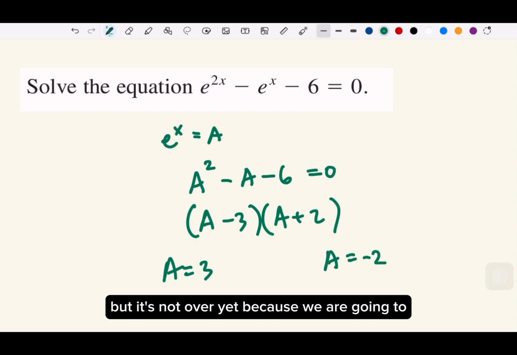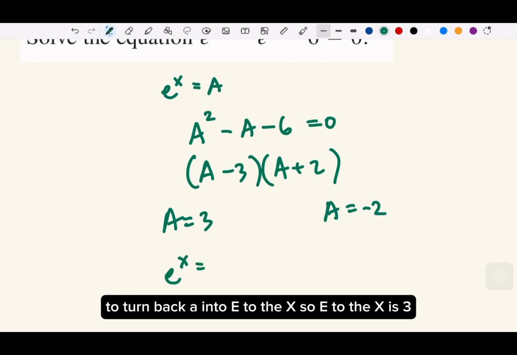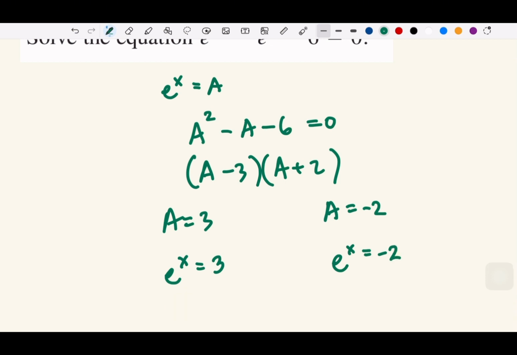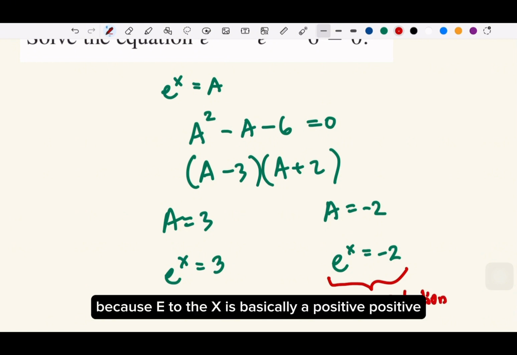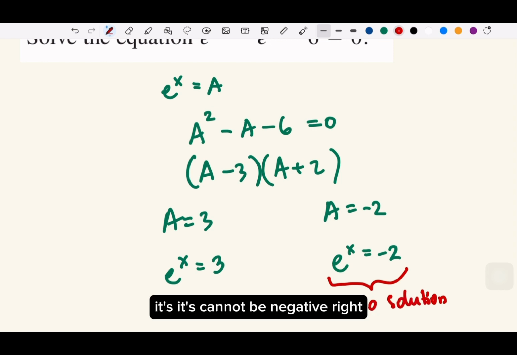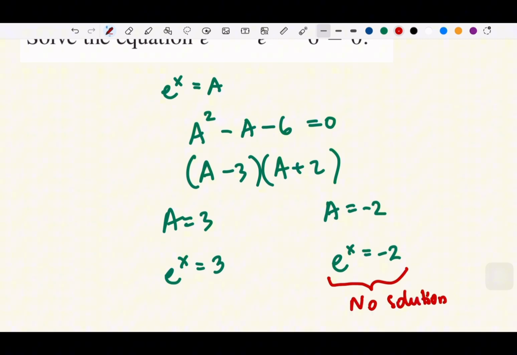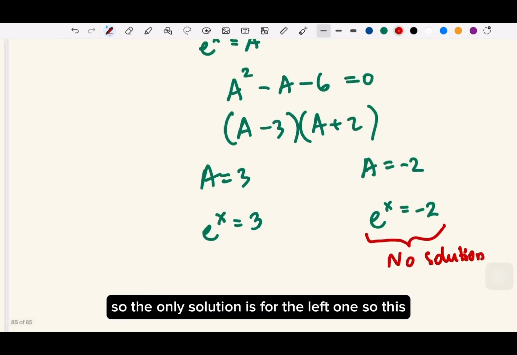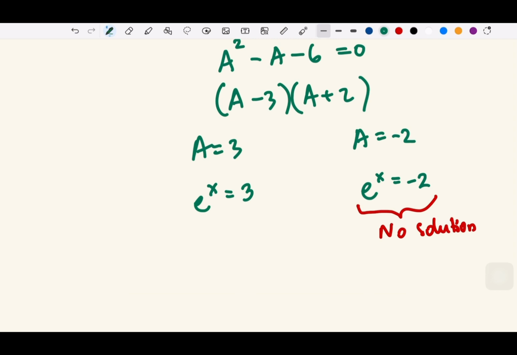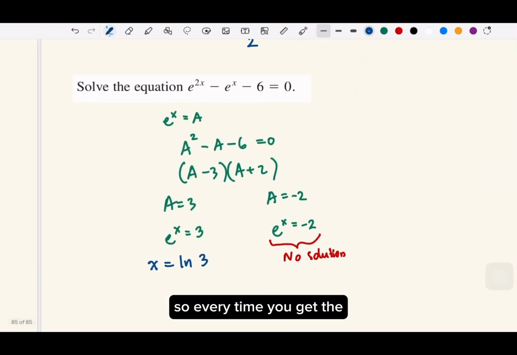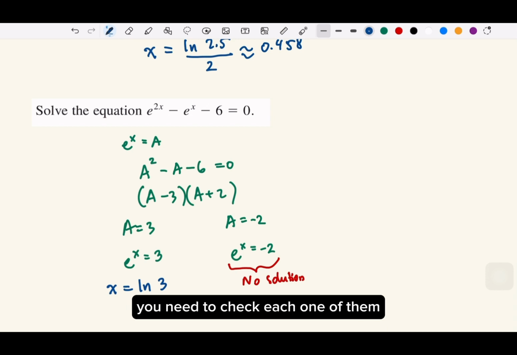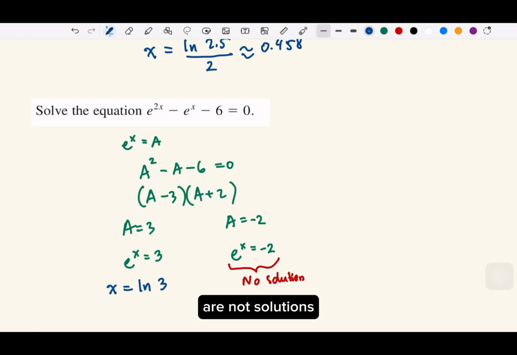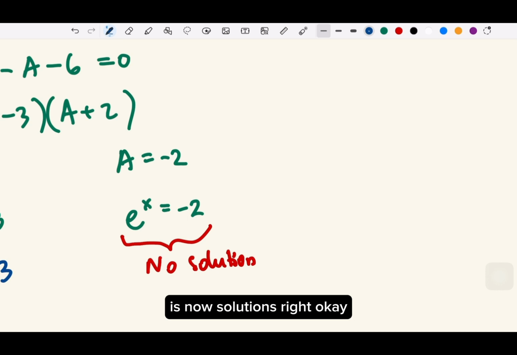But it's not over yet, because we need to turn a back into e to the x. So e to the x is 3, and e to the x is negative 2. And this one has no solution, right? Because e to the x is a positive function. It cannot be negative. For any x, it is impossible to be negative. So the only solution is the left one, x is ln 3. So every time you get the solutions for something like a quadratic, you need to check each one of them, because sometimes some of them are not solutions. Like this one is no solution.